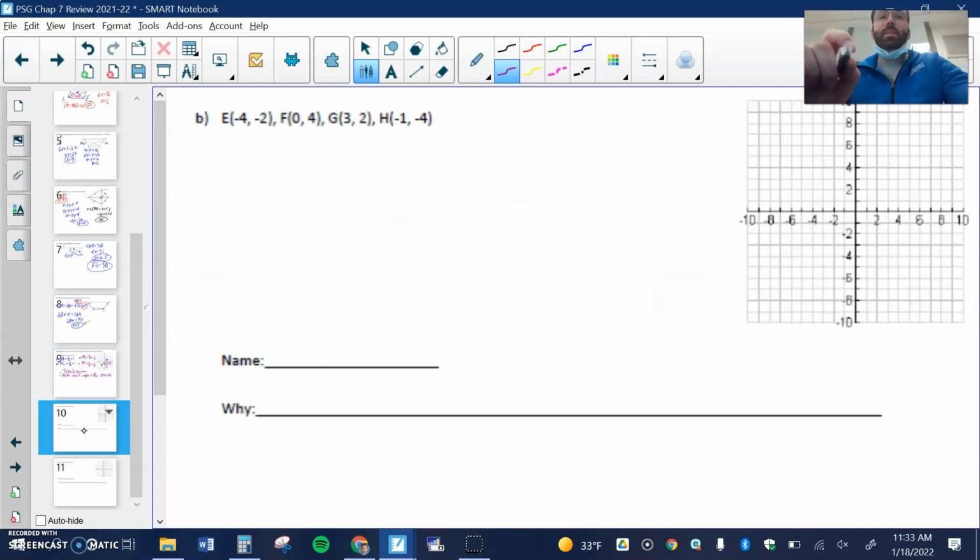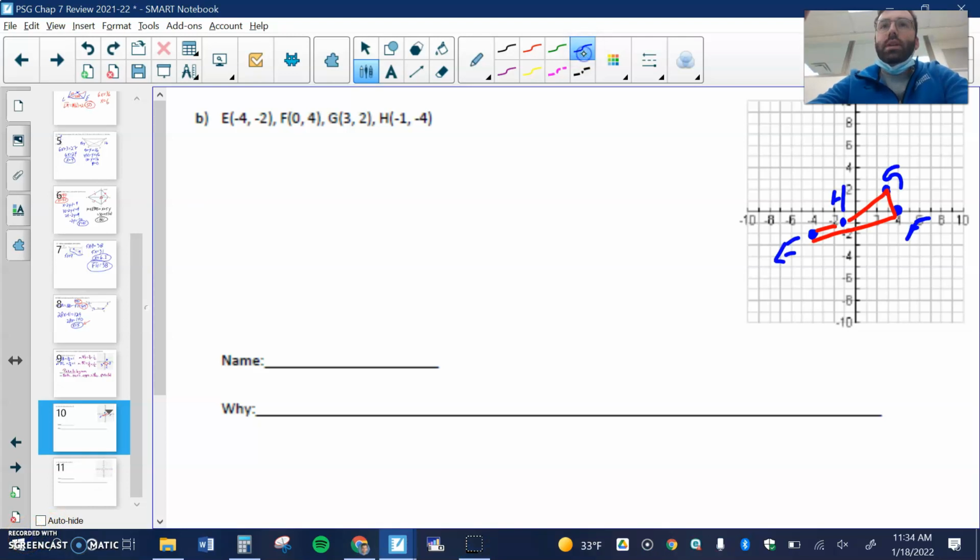Okay, next one. I'm going to pause it and graph it first. So go ahead, graph yours. We'll look at this shape here. I'm not sure what this is, but it's definitely not a parallelogram. It's definitely not a rectangle.